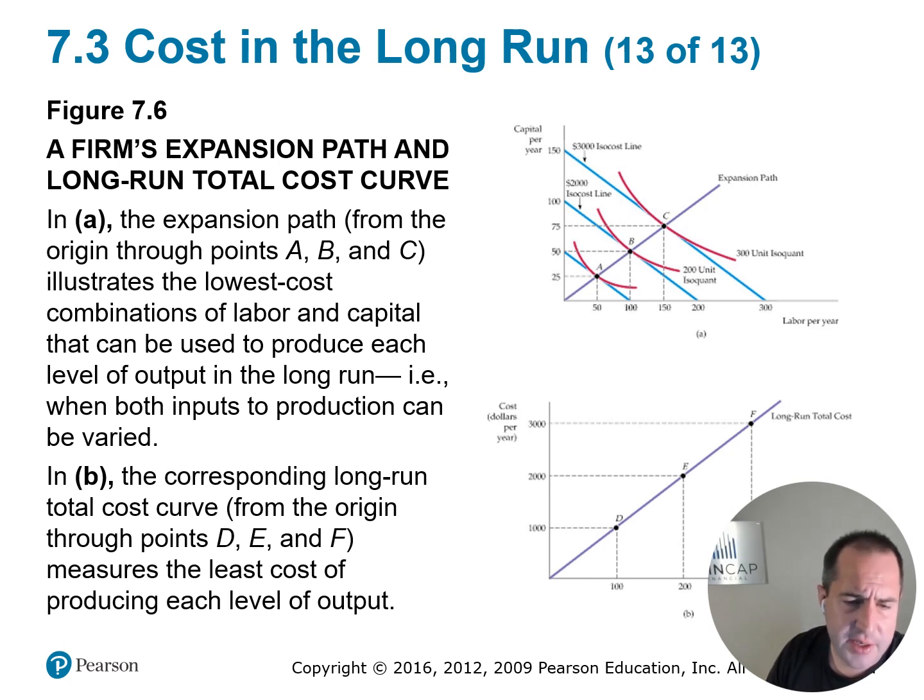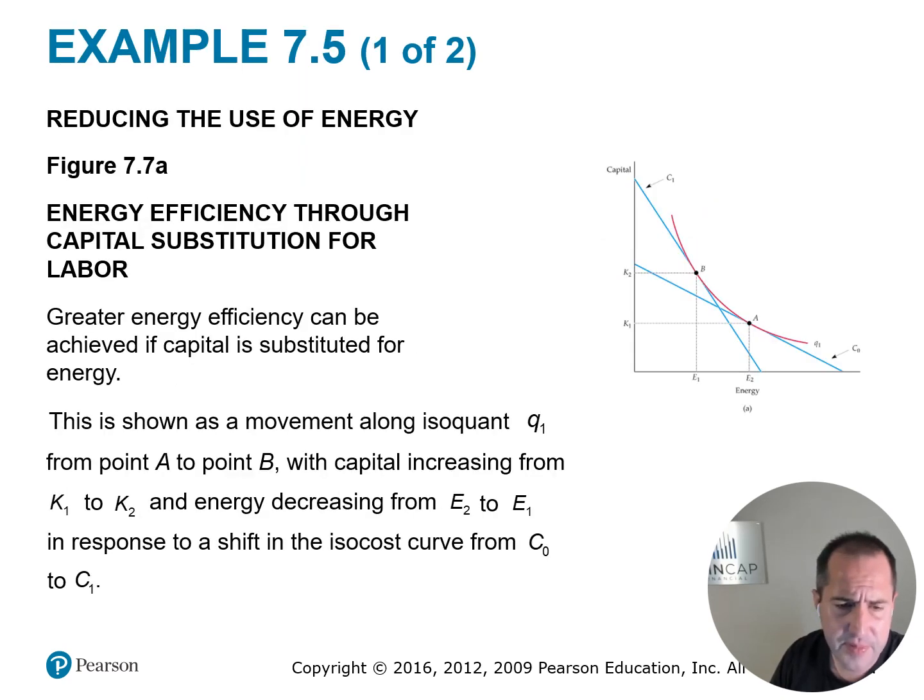This is just showing the expansion path and the long run total cost curve. It illustrates the lowest combinations of labor and capital for each level of output. Reducing the use of energy through substitution of capital for energy: greater energy efficiency can be achieved if capital is substituted for energy. This is shown along the isoquant Q1 from point A to B, with capital increasing from K1 to K2 and energy decreasing from E2 to E1 in response to a shift in the cost curve.